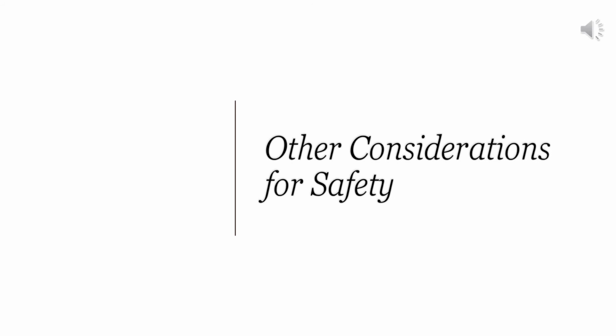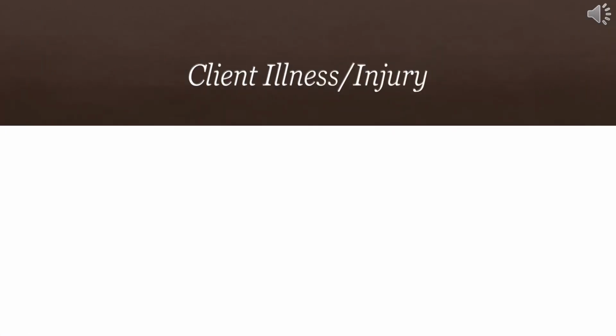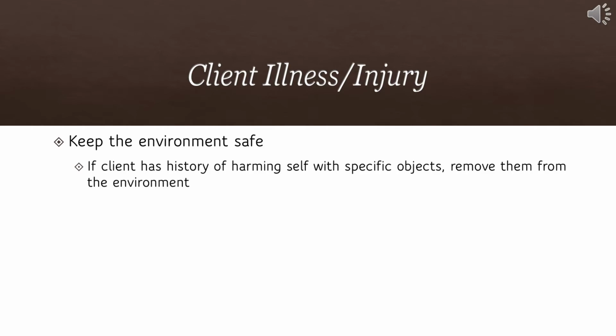Now we will discuss other considerations for safety while working with your clients. To prevent a client from becoming injured, we must ensure that our environment is set up to be safe. For example, if a client has a history of harming themselves with specific objects, you should remove those objects from the environment. Additionally, if you are working with a client who tends to put small objects in their mouth, you should also remove small objects from the environment to prevent choking.